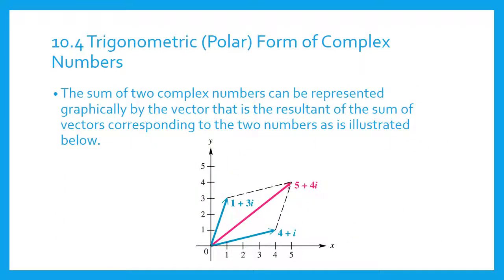Now we can add two complex numbers. We've done that before. Remember, you just add the real parts and add the imaginary parts. You can also do this using the vectors, just like we talked about. You're going to add the two vectors together. This should look very familiar. We just did this in the last section. The resultant of the sum of the vectors corresponding to the two numbers is illustrated below. So you can see there the resultant vector from adding 1 plus 3i to 4 plus 1i.